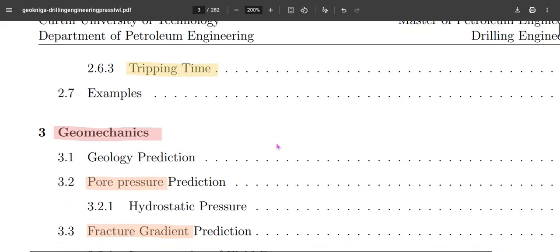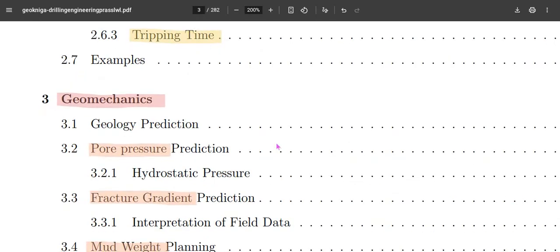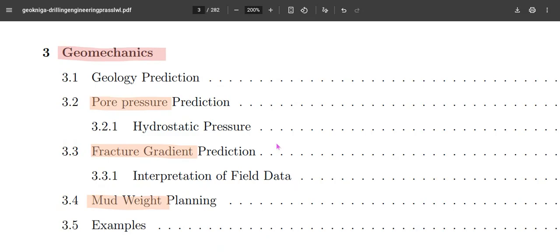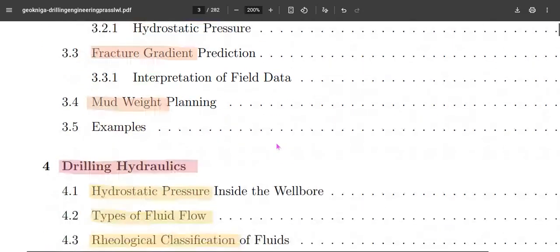Chapter 3 is about two important concepts to be understood for a drilling engineer related to geomechanics, namely pore pressure and fracture gradients. Based on this pore pressure and fracture gradients, how a drilling engineer has to calculate the mud weight is also deeply discussed in chapter 3.